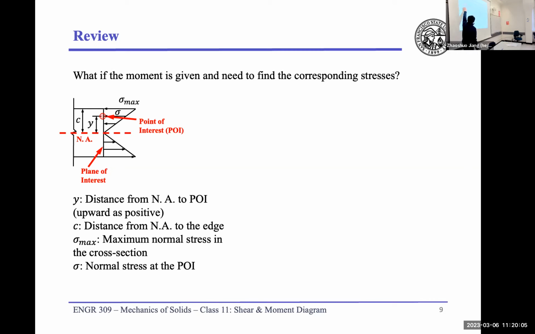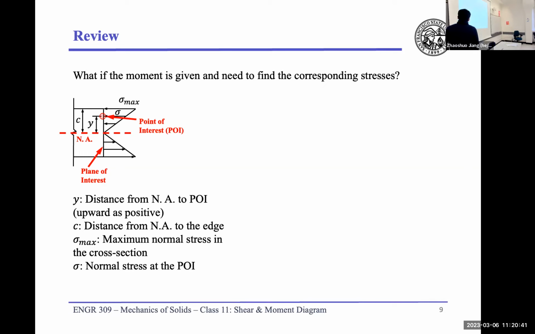And at that particular point of interest, my normal stress is our sigma. Right? It's the second variable. The maximum normal stress is our sigma max, which is a constant. And the distance between the neutral axis and the edge is our c, that is also constant. If I give you the cross section, the c is going to be known because that's going to be half of your rectangular section's depth, right?